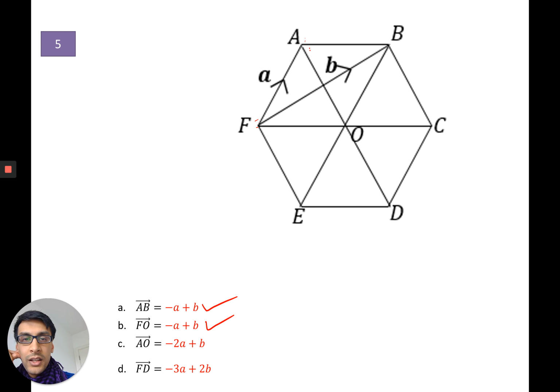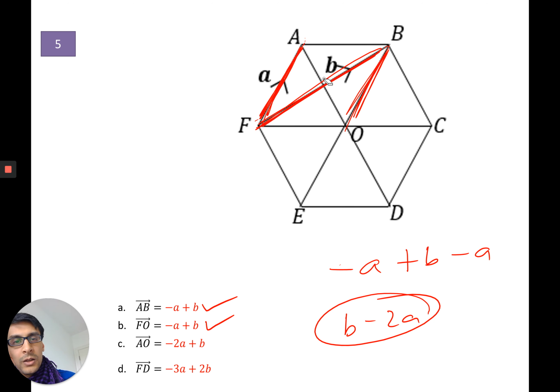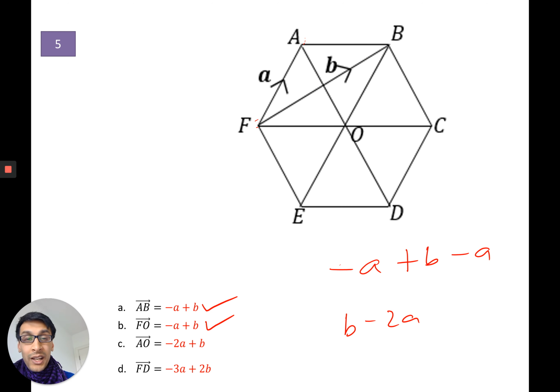To go from A to O, again, let's be creative and think about this. So what we can do is we can go this way, we can go down, we can go across, and then we can go down again. So that means negative A plus B minus A, so that's B minus 2A. Now, if you think of it a bit like a game or trying to find a route, like a puzzle, it's actually quite a nice topic. If you want to figure out how you can get from one place to another using only certain letters.